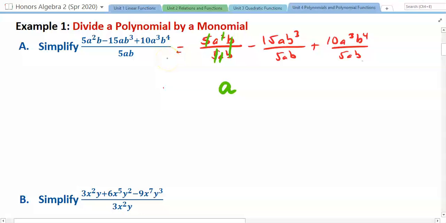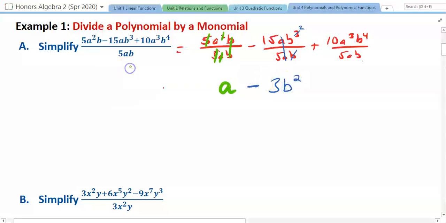We go to the second one, we've got 15 divided by 5. Well, that's 3. A divided by a will completely cancel. And here I've got b to the third, and here I've got 1 b, so that is going to bring it down to 2 because 3 minus 1 is 2. And so the minus sign is going to stay in front of it, 3b squared.